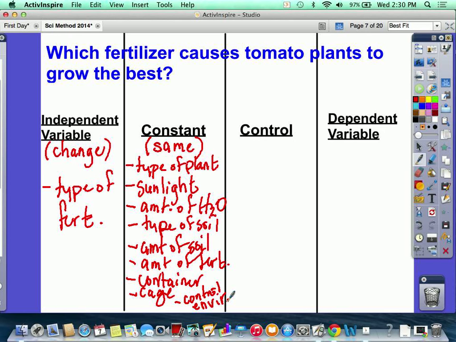So how are we going to measure the change? We're going to skip over to the last term on our list, which is the dependent variable, okay? And the key word for dependent variable is the word measure. Here is how we're going to measure what changes.